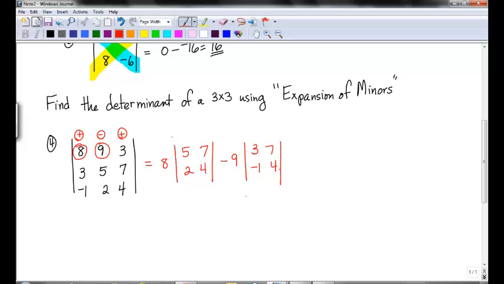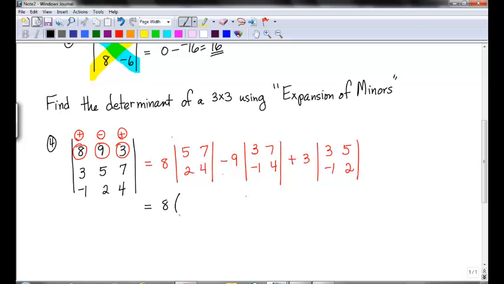Okay, then you take the 3, and it's plus 3. You wipe out the row that the 3's in, and the column that the 3's in, and the 2 by 2 that's left is 3, 5, -1, 2. Okay, so we've gone from a 3 by 3 to 2 by 2s.